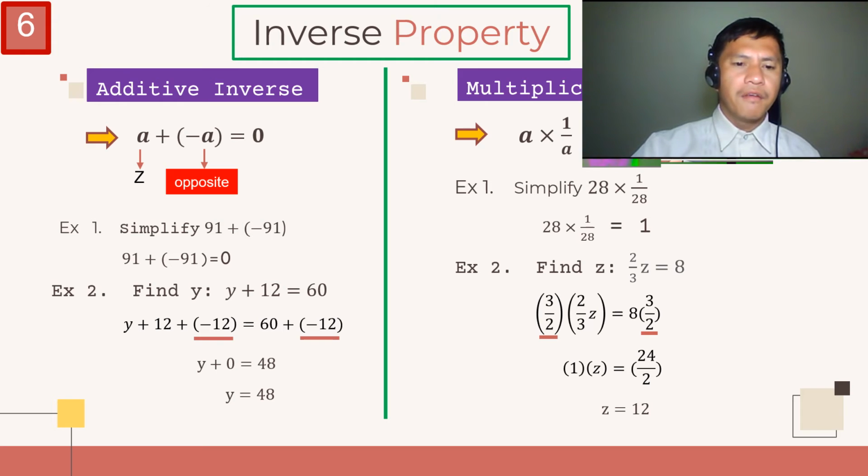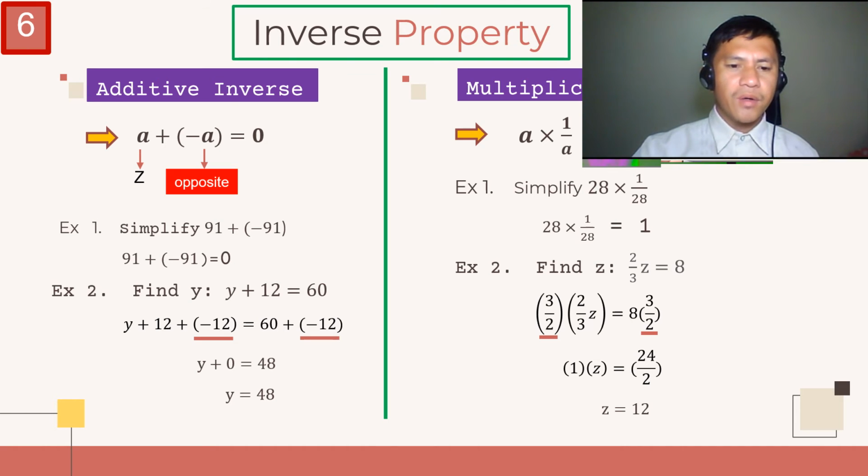Example number 2, find y, where y plus 12 equals 60. So in order to eliminate the positive number on the left-hand side of the equation, which is positive 12, we're going to add negative 12, its opposite. So to both sides of the equation, we add negative 12. Positive 12 and negative 12, when we add together, the result is 0. So this is how we can apply the additive inverse.